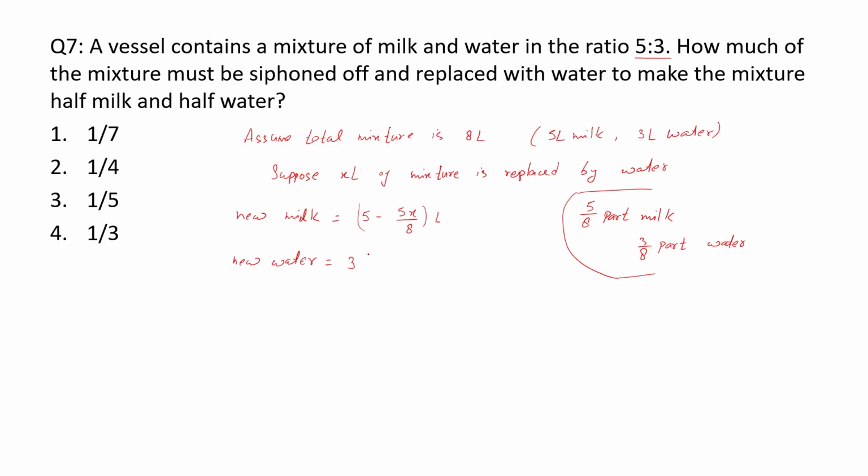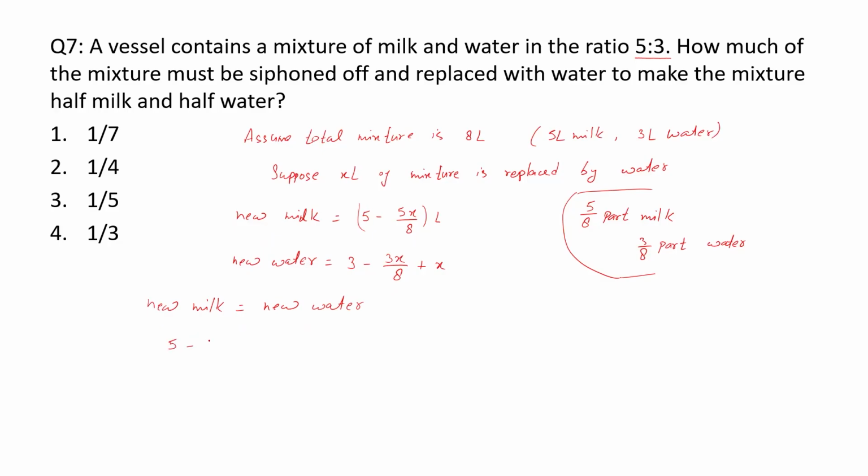So it had 3 liters, but you have removed 3x upon 8 water, but added x liters of water. So this is the replacement and this is the addition. Is that okay? Now, new milk is equal to new water. That is what we wanted, no? This is the condition. So both should be equal.